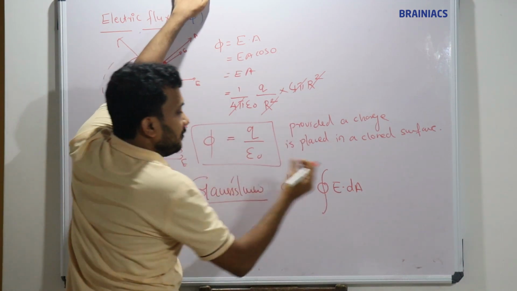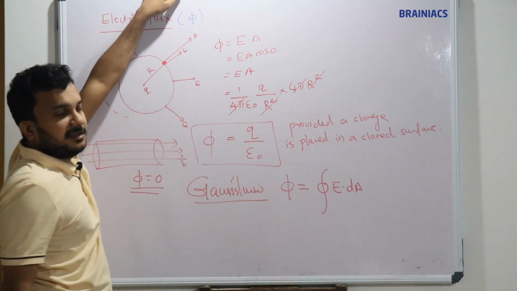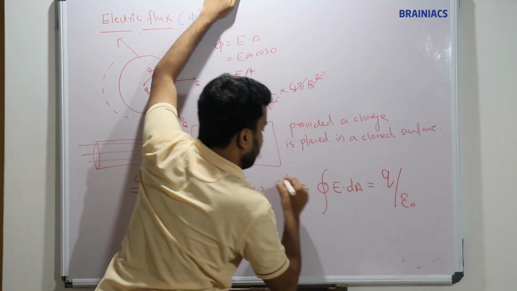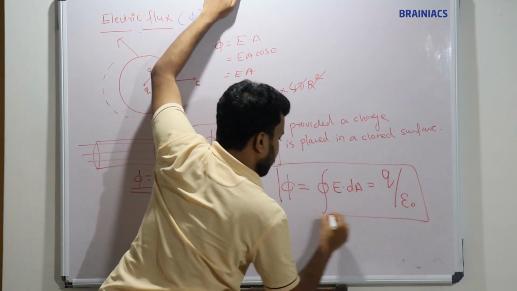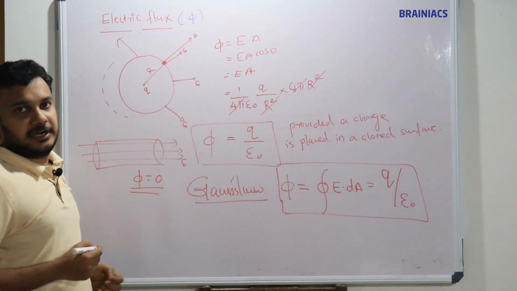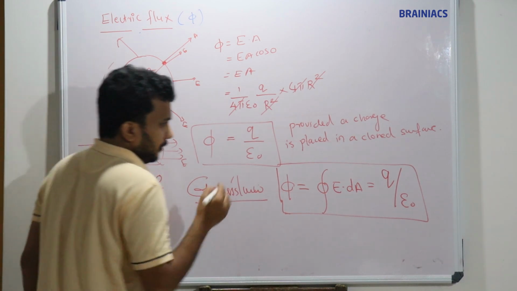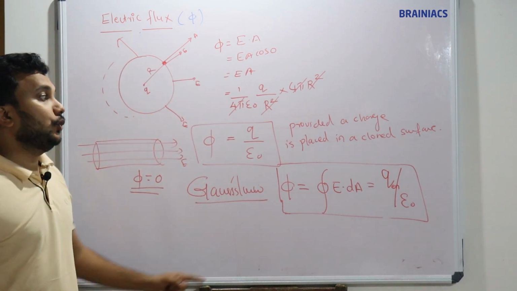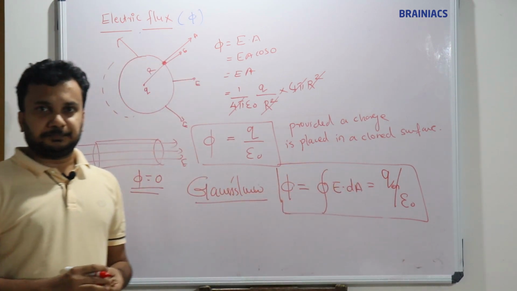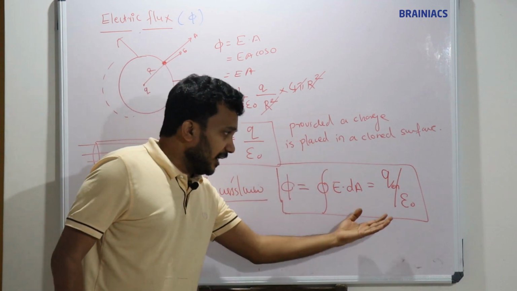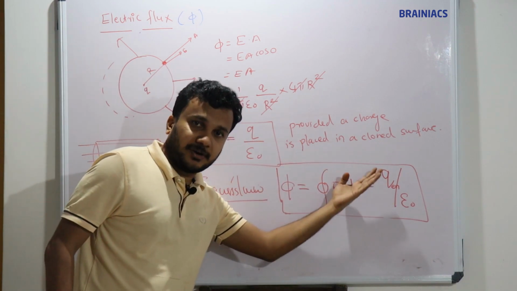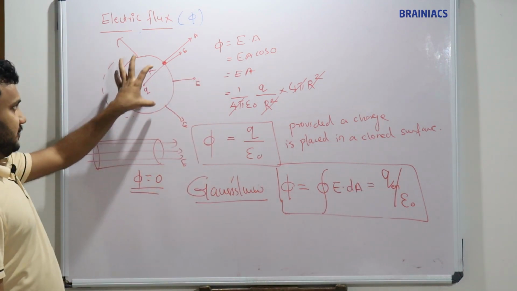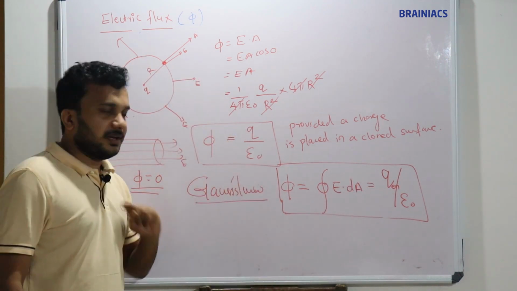But if it is a small area, we will put dA and integrate. E dot dA will be equal to what? Q divided by epsilon 0. This is called Gauss's law in electrostatics. Here for better understanding, I am putting the suffix en, Q enclosed. What I'm trying to say is that it is for enclosed charges, which means the charges are present within the closed surface. In this case, charge Q is present, so it is Q by epsilon 0.